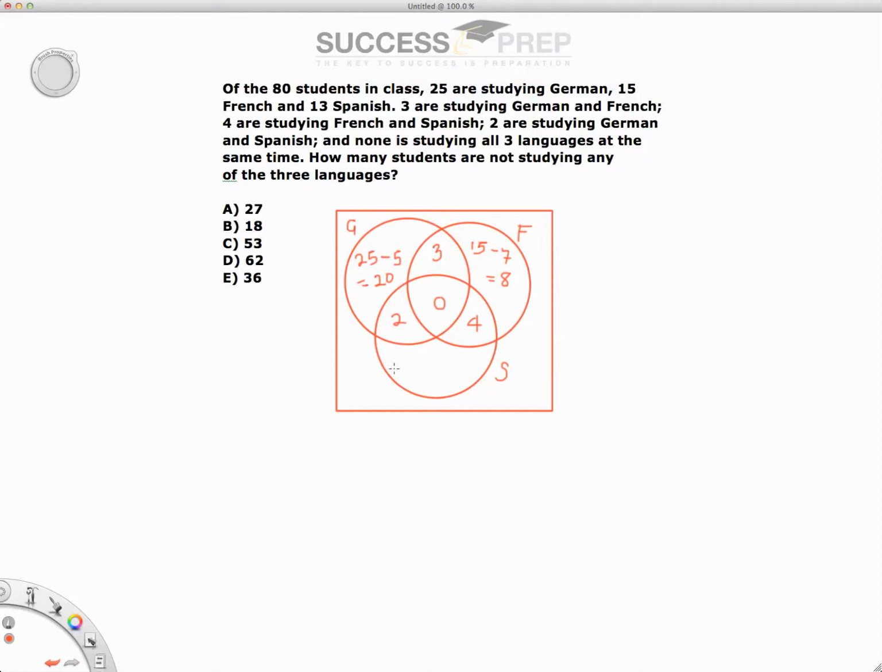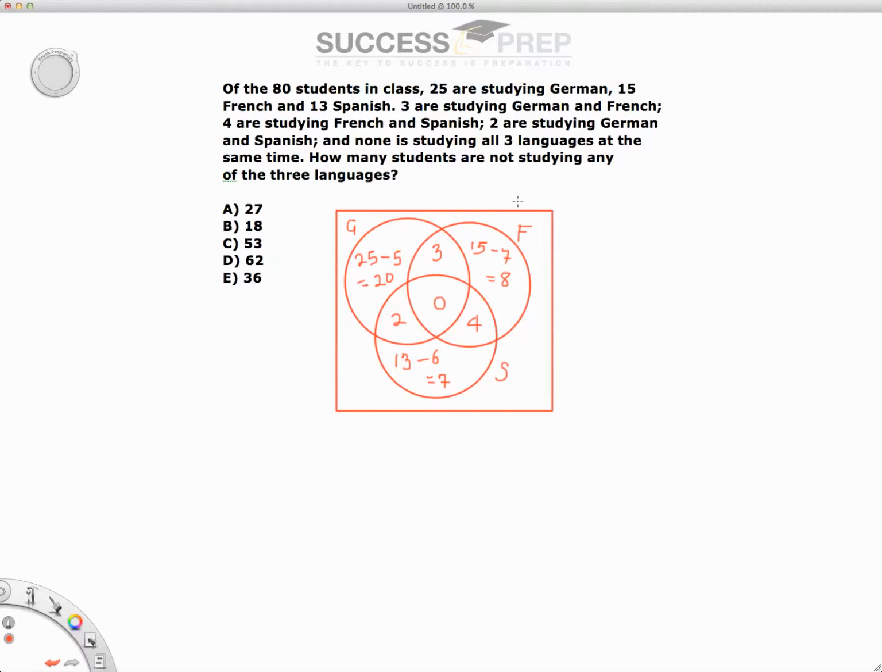And then you have 13 who are doing Spanish. So this number right here is 13. But again, you have to subtract 2 plus 4, who are those doing a dual language. So you're subtracting a total of 6 in this case. 13 minus 6 is equal to 7.